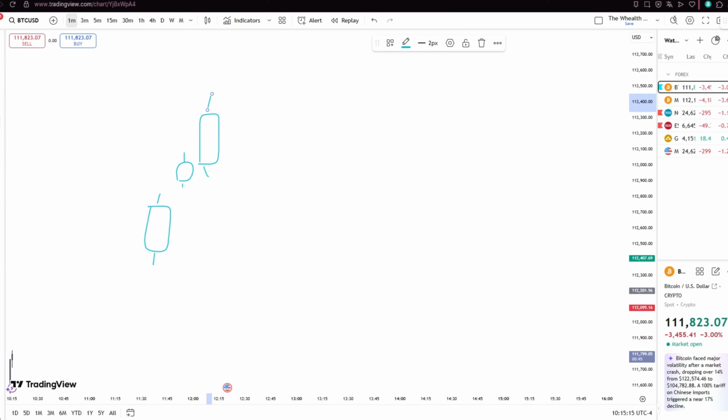So this is a volume imbalance. Volume imbalance because we see it's similar to a fair value gap, but only with 2 candles.